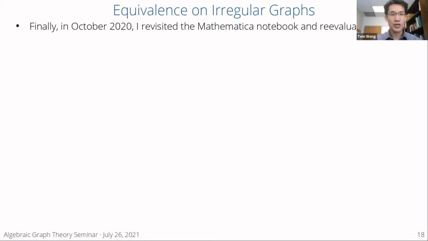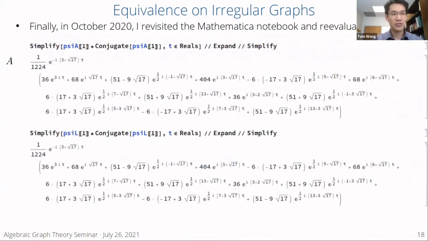And when I reran the notebook, this is what I got for the adjacency quantum walk and the Laplacian quantum walk, again for the probability at vertex 1. And if you look at these two results to see if they're the same, what do you see? You see now very clearly they are exactly the same. So just by updating Mathematica from 2016 to 2020, Mathematica is now simplifying expressions slightly differently, and we actually find that they exactly match.